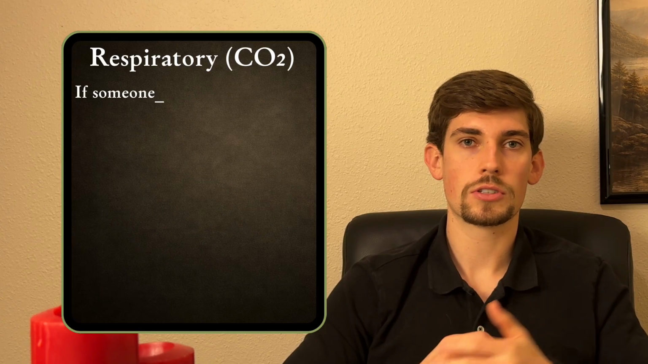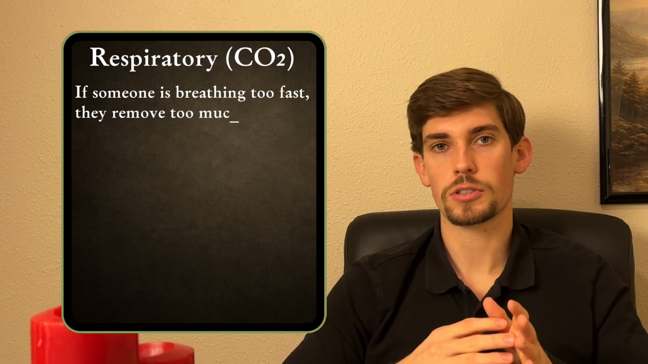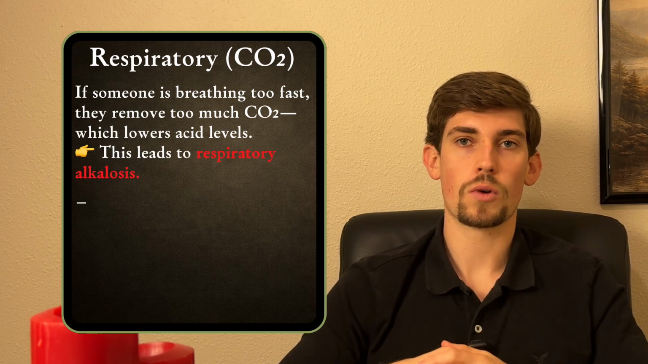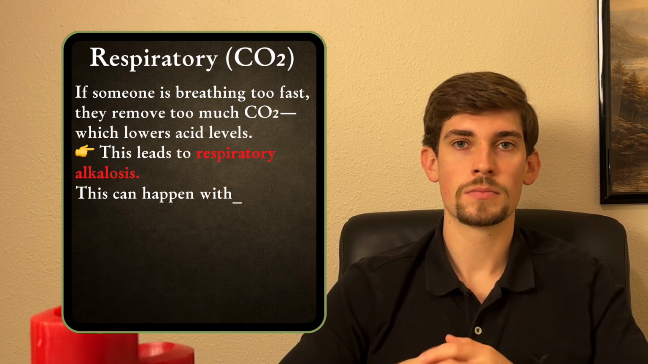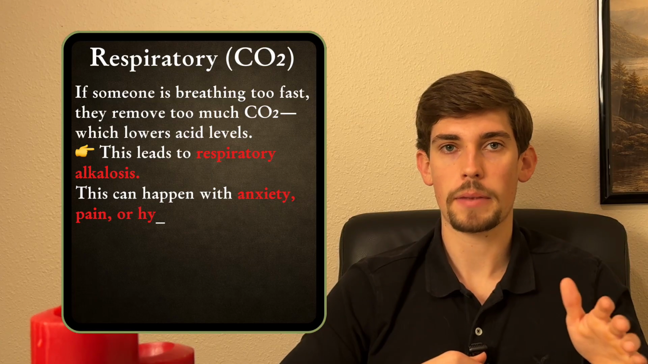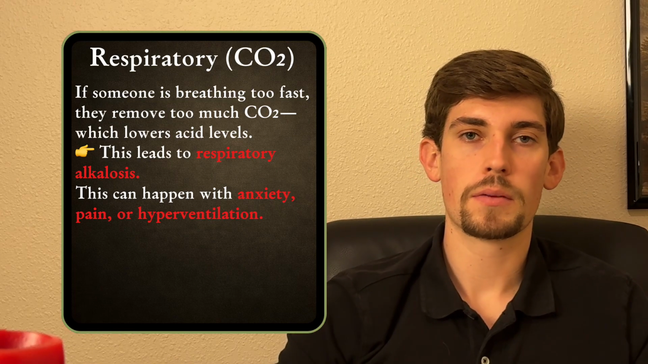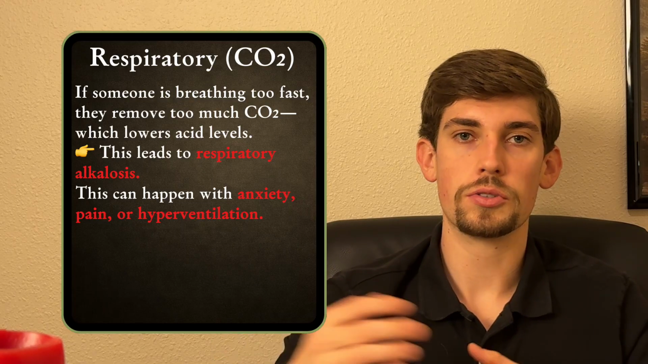If someone is breathing too fast, they remove too much CO2, which lowers acid levels. This leads to respiratory alkalosis. This can happen with anxiety, pain, or hyperventilation. Here's the simple pattern. Breathing too fast, lose acid.